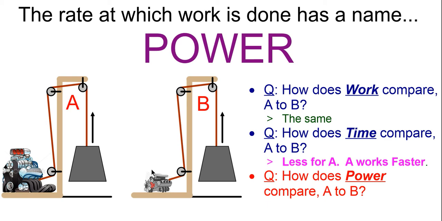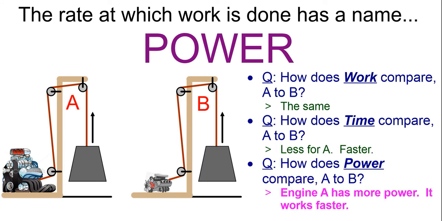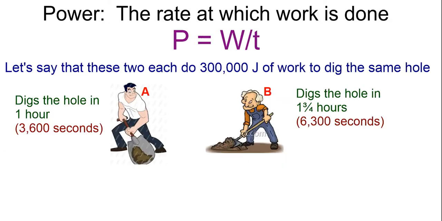Now, going back to our definition of power, the rate at which work is done is called power. Ask this question. How does power compare from that engine A to that engine B? You're right. Engine A has more power. It works faster. That's what power is, how fast work can be performed. And this engine can perform that work faster. He has greater power.